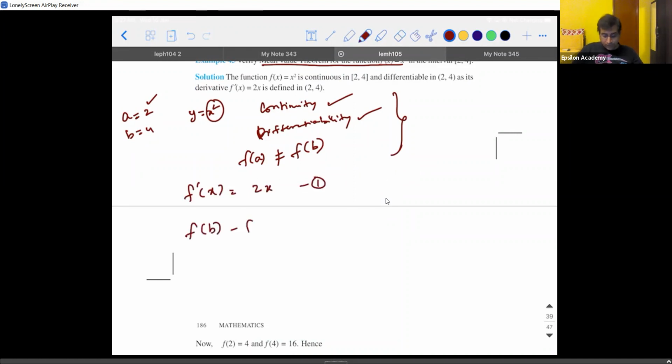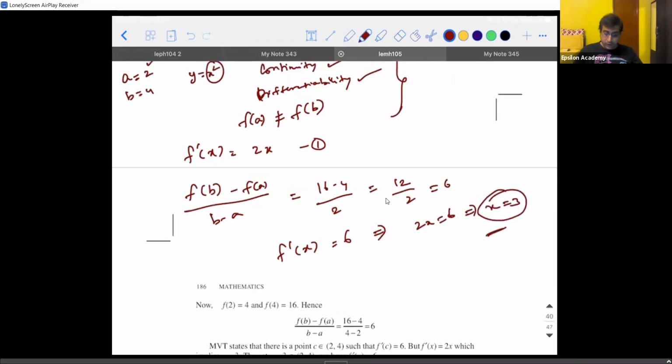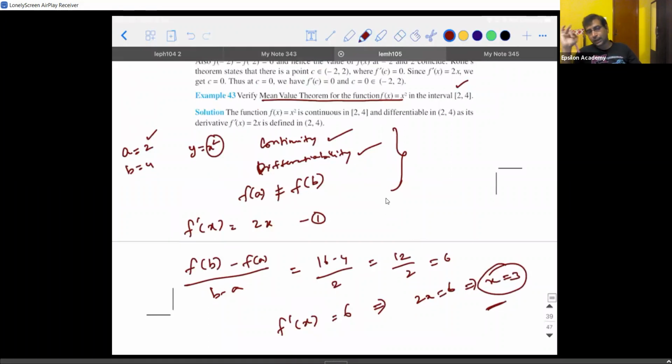What is f of b minus f of a divided by b minus a? 16 minus 4 divided by 2. So f dash of x is equal to 6, which implies 2x is equal to 6 and x will be equal to 3. Now, what we are trying to say is, since the function is continuous and it is differentiable in the given interval, along with the condition that f of a is not equal to f of b, then there exists a point x is equal to 3, which is obviously going to lie between 2 and 4, such that at point 3, if you draw a tangent, the tangent will be parallel to the secant.